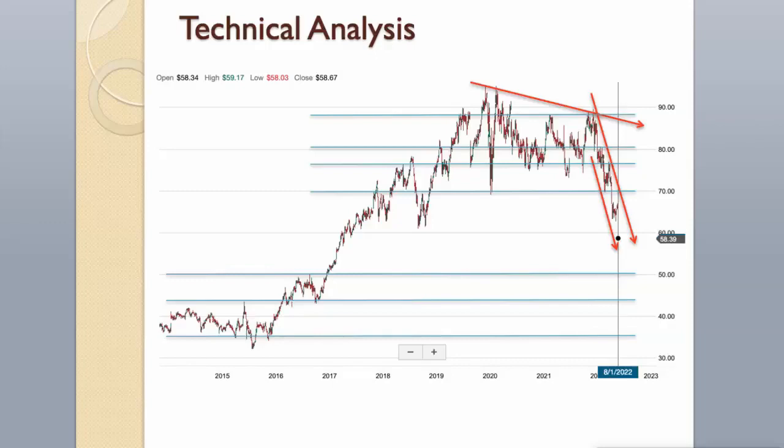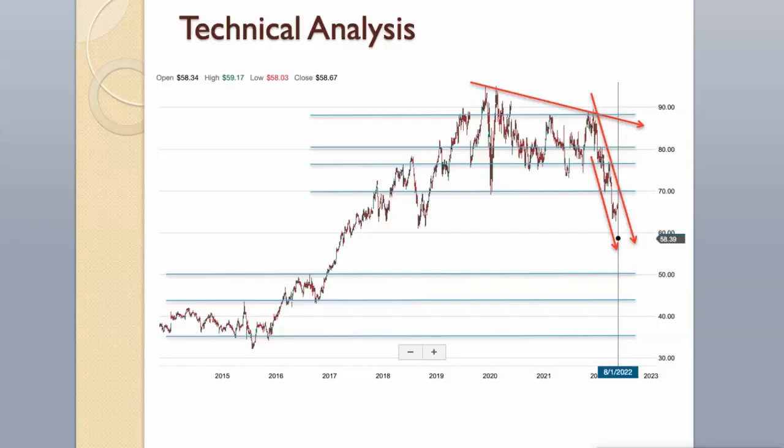Strong support levels are around $50 and $44. Next strong support level is around $35. Strong resistance levels are around $70 and $77. Next strong resistance levels are around $81 and $88.